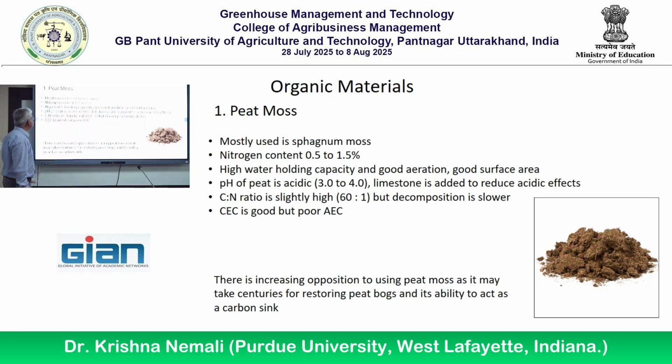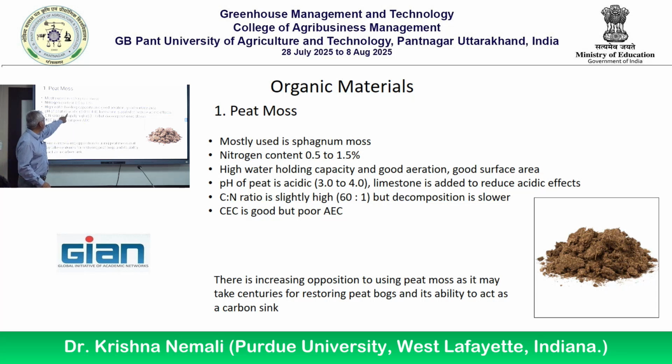Some of the characteristics of the peat. Peat has nitrogen in it, about 1% nitrogen. So it's an added value. You are not just buying peat, you're also getting some nitrogen with it, 1% nitrogen. That's good. It's got high water holding capacity. That's nice. You will see that even with coir.